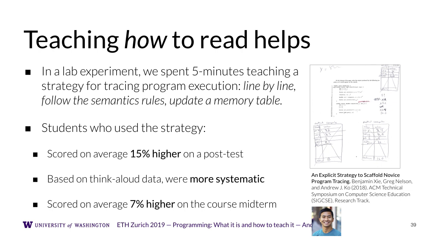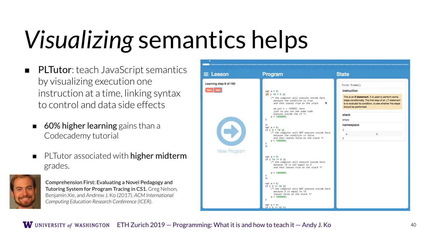Now, we've taken some of these insights and tried to build them into educational technologies for scale. So what we've tried to do is visualize semantics. Our theory here was that by showing semantics concretely, the cause and effect of each step of a program, we would develop even more robust understandings of how programs execute. So this is PL Tutor on the right. It teaches JavaScript semantics by visualizing execution of one instruction at a time, linking the syntax to the side effects on control and data. So you'll see an example here in this video.